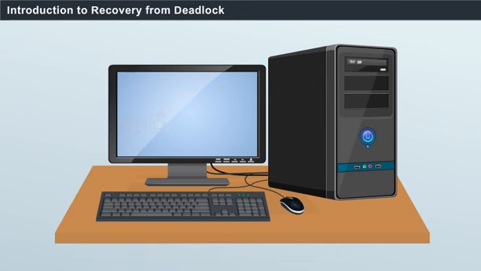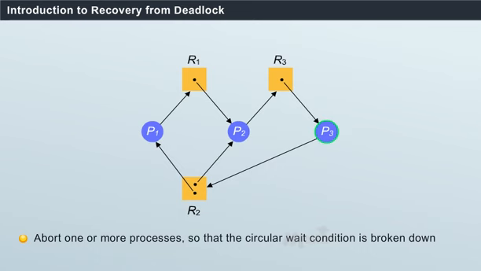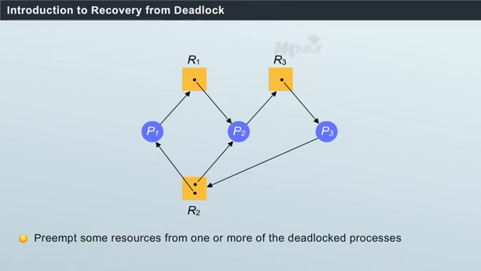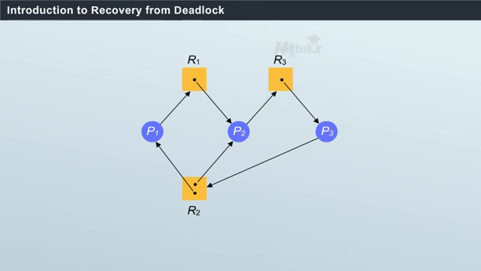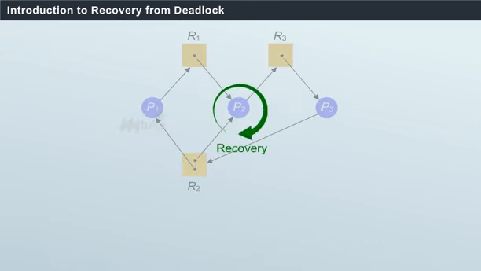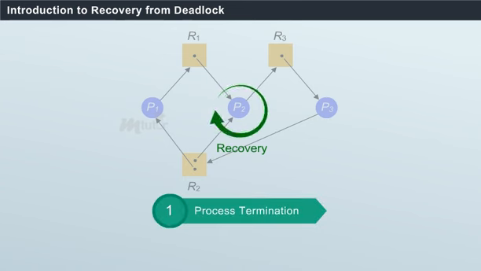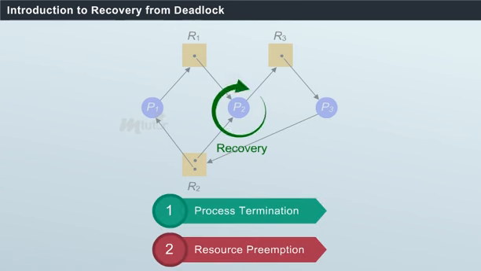There are two possibilities to break the deadlock in a system. They are aborting one or more processes so that the circular wait condition is broken down, and preempting some resources from one or more of the deadlocked processes. In this lesson, we will discuss the two deadlock recovery techniques: process termination and resource preemption.